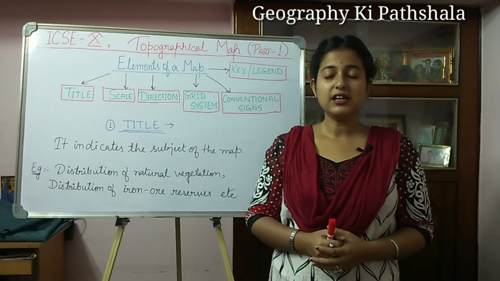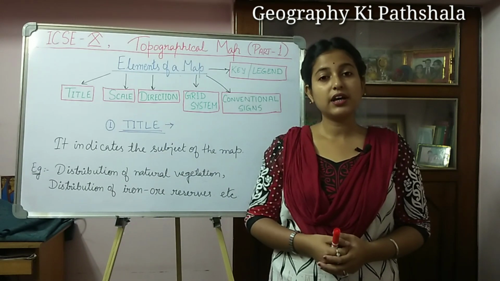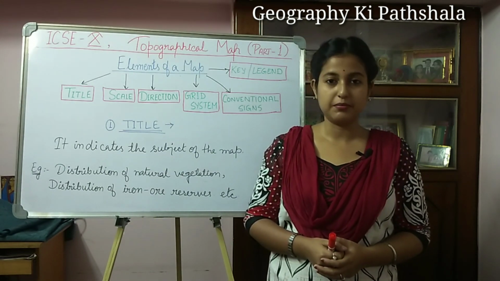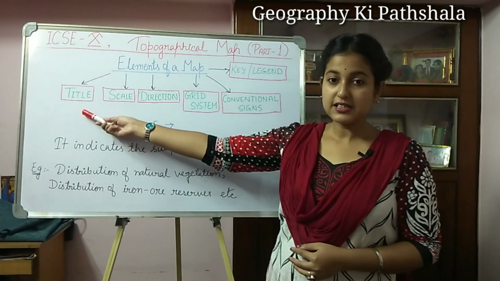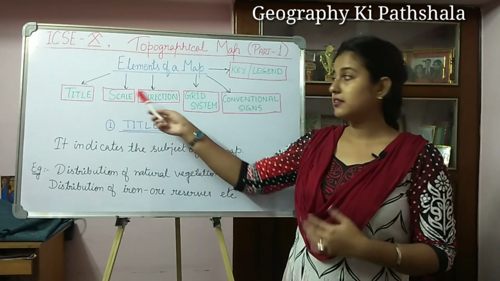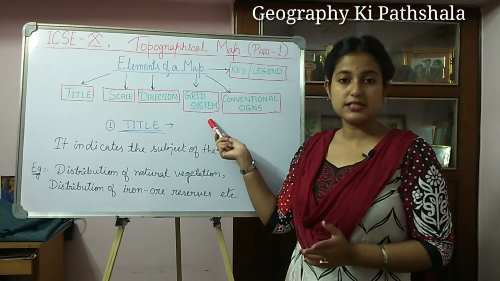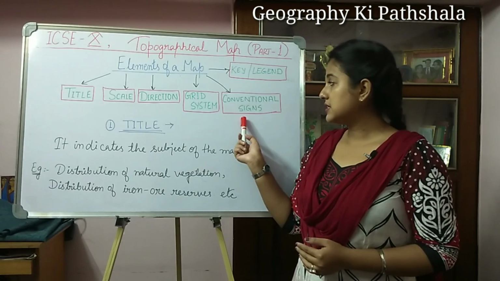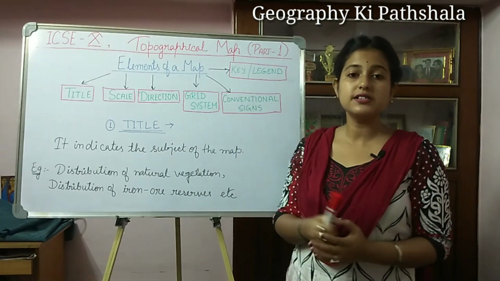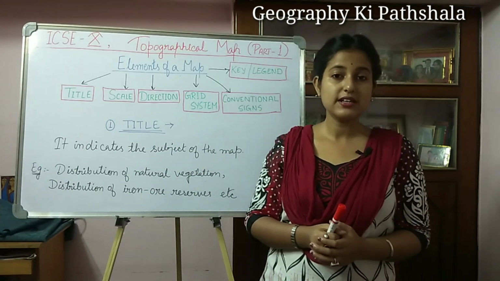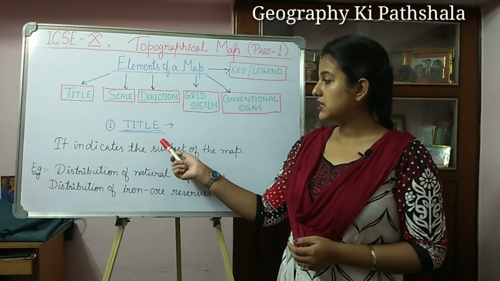Now we will see what the elements of a map are. So there are 6 elements. What are they? Number 1 is the title, the second is scale, the third one is direction, the fourth is the grid system, the fifth one is conventional signs, and the last one is the key, which is also known as the legend. So we will start with the first one, which is title.